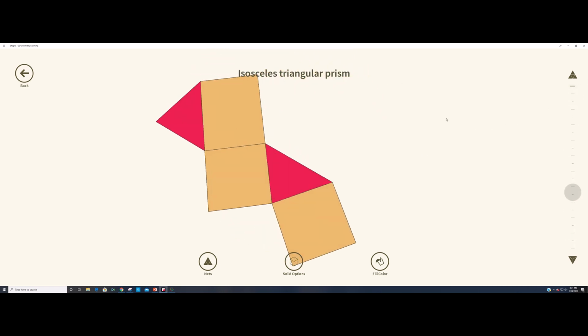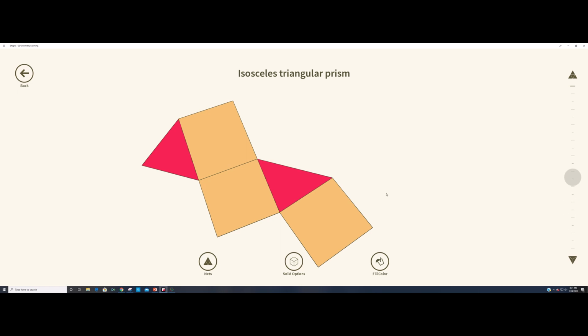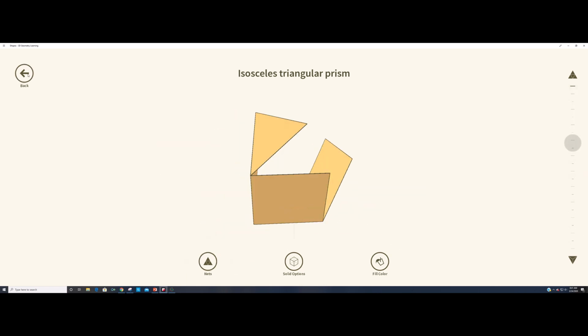I'm having trouble spinning this. There we go. Got it. Okay. Again, there are lots of different nets that we can use. I do also like this app because I can print these as well, which is very, very cool.